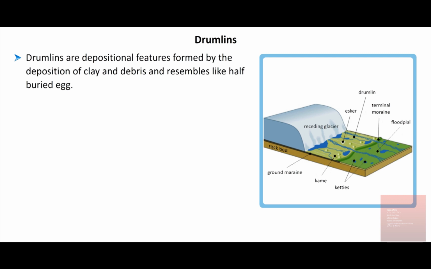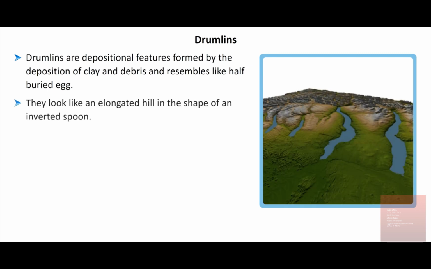Drumlins. Drumlins are depositional features formed by the deposition of clay and debris and resemble a half-buried egg. They look like an elongated hill in the shape of an inverted spoon. They are most commonly found in European regions.